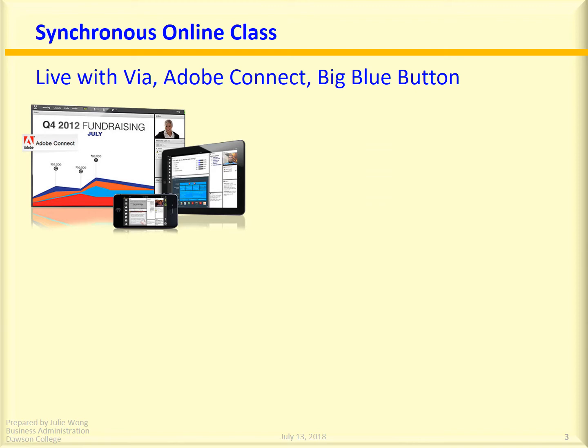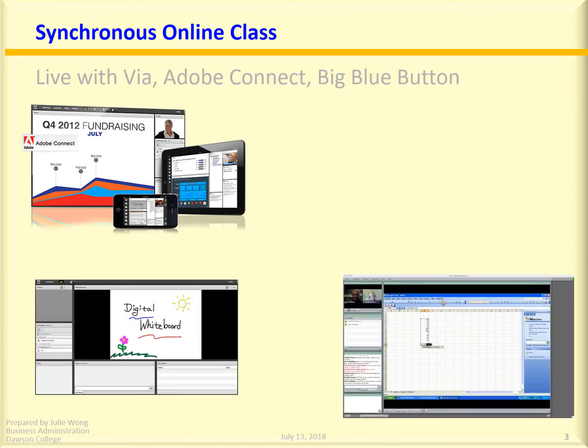Synchronous classes are live. Dawson teachers use either VIA, Adobe Connect, or Big Blue Button web platforms. The Big Blue Button is available in Moodle, but it currently does not have all the functionality of Adobe Connect and VIA. VIA is used by the French program because it has menus in French and that fits their program offerings. I have used Adobe Connect for my live classes, and everything that I do in the physical classroom, I can do in Adobe Connect.